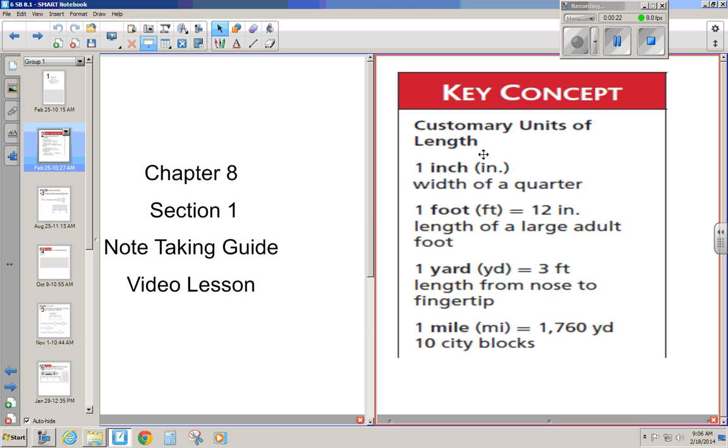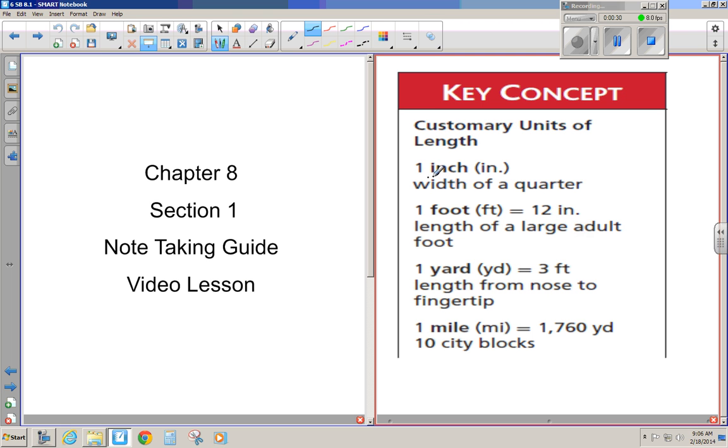It is basically the width of a quarter. So if you imagine a quarter, you are dealing with 1 inch. So if I said, how would you measure some quarters lined up? You would measure a few quarters lined up in inches. A foot is equal to 12 inches, and it's the length of a large adult foot. My foot is used as a measuring device for 12 inches or 1 foot.